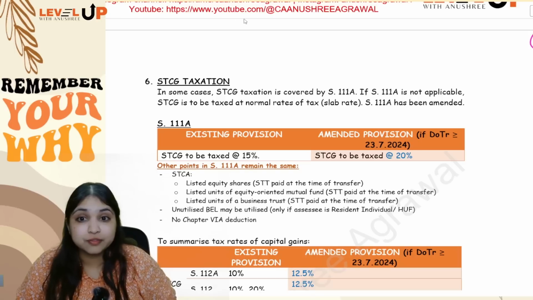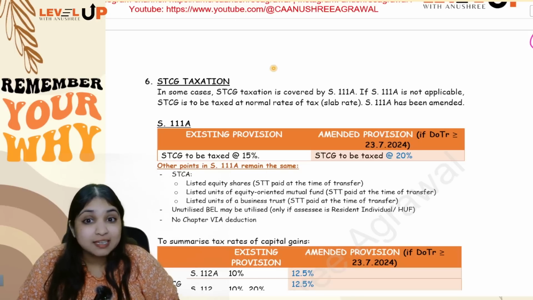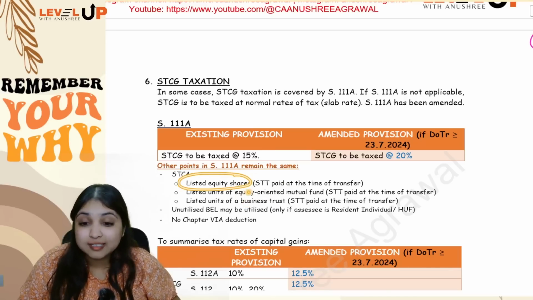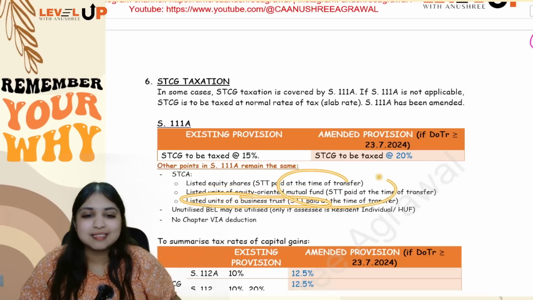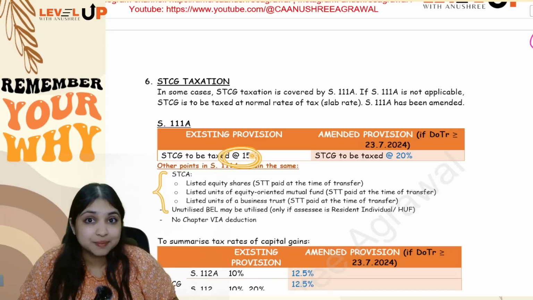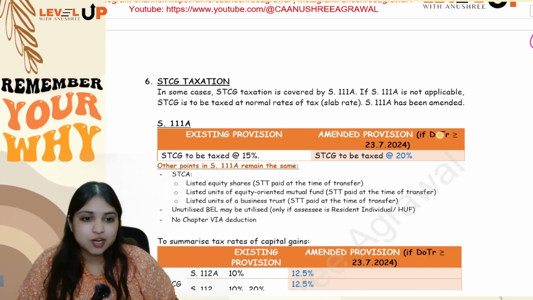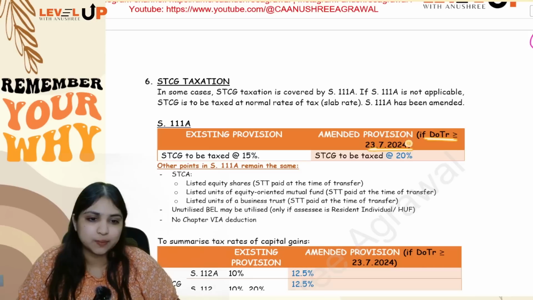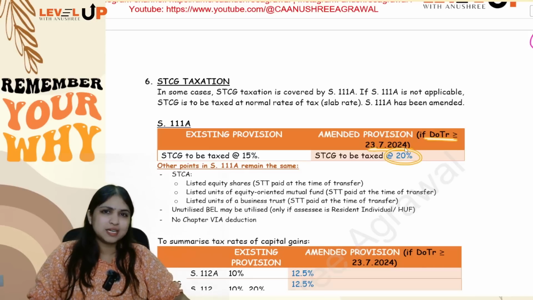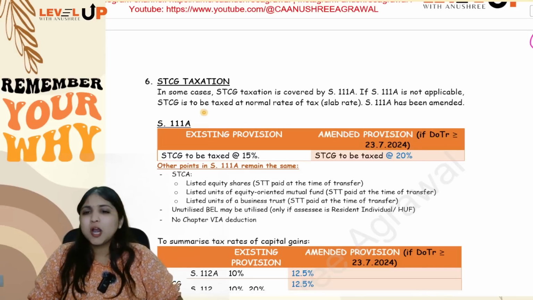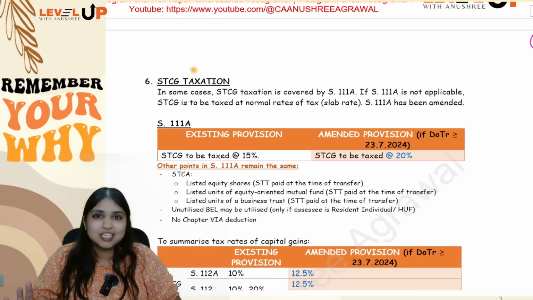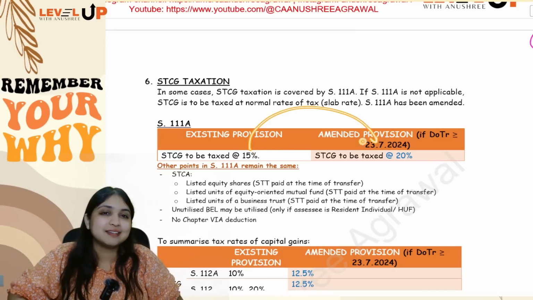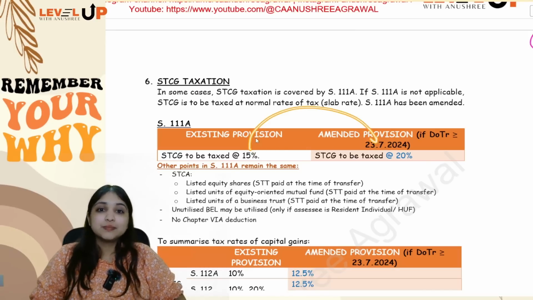111A applies if the security happens to be listed equity shares or listed units of equity oriented mutual fund or listed units of business trust, where STT you must have paid at the time of transfer. So over here the tax rate is 15%, right? But if your date of transfer is on or after 23rd July 24, then your tax rate becomes 20%. Simple as that. It is short term guys, anyways indexation is not possible over here. So here the only change is we are increasing the tax rate from 15% to 20%.